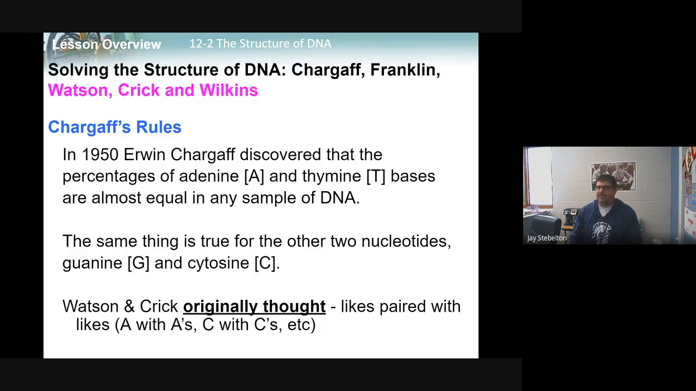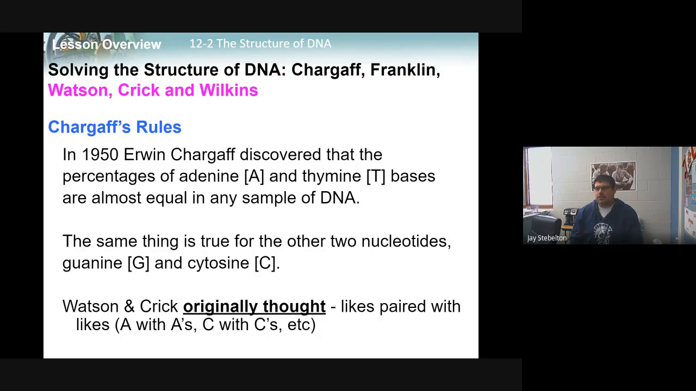If you have 30% adenine, that also means you will have 30% thymine. So if you ever have to do an opener or a little worksheet or a quiz, and it says you have 30% adenine, how much thymine would you have? According to Chargaff's rules, the percent of adenine and thymine is the same. According to Chargaff's rules, the percent of guanine and cytosine is the same.